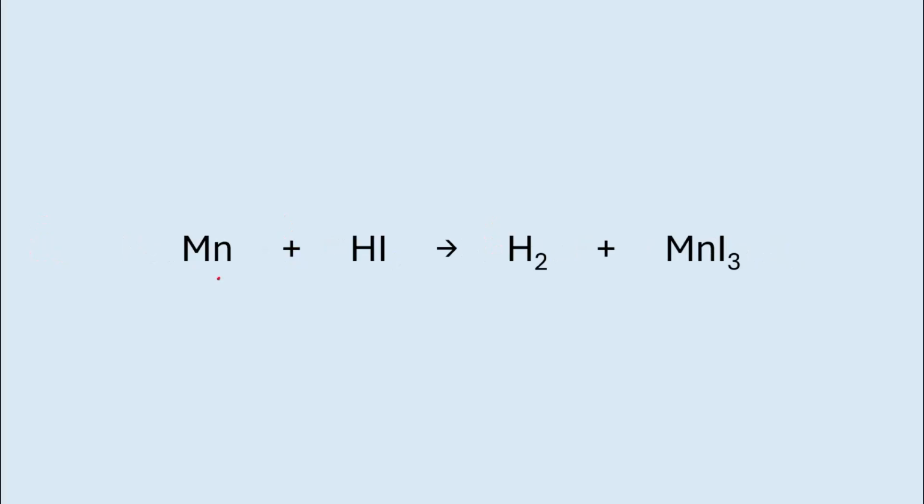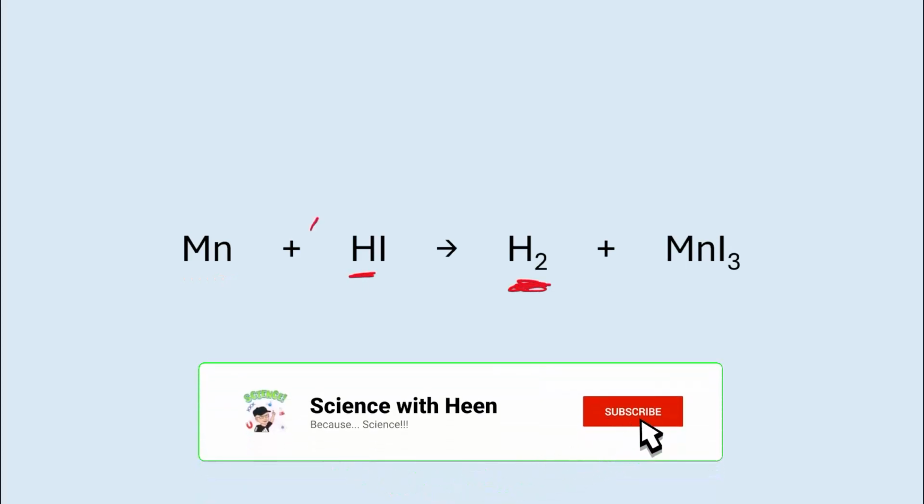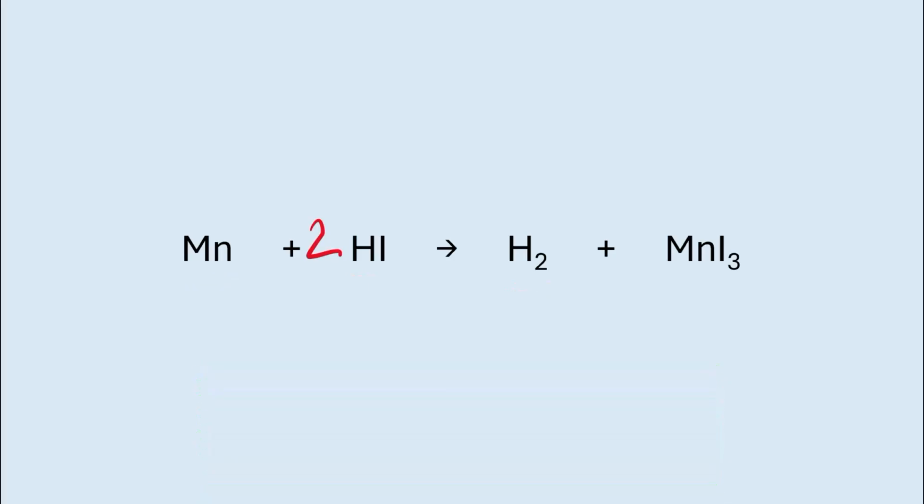Well, let's see. 1 manganese at the start, 1 manganese at the end. Grand. Manganese is balanced. Let's move on to hydrogen. 1 at the start, 2 at the end. Hold up. Can't create matter. We better start with 2 hydrogens as reactants. There we go. Hydrogen is now balanced.